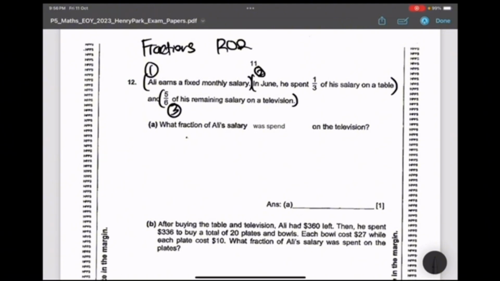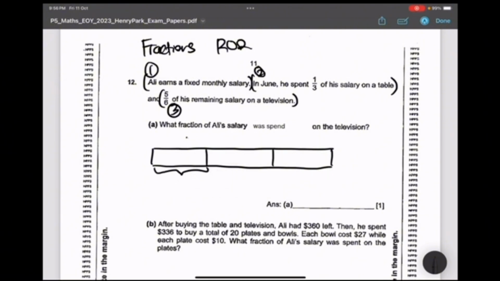Alright, let's jump right into part A. What fraction of Ali's salary was spent on the television? What I want to do is to draw a model. If he spent 1/3, I'm going to draw a big model so that I can break it up later on. 1/3 of it is spent on a table. And sentence number 3 says that 5/6 of his remaining salary is spent on a television. So what I'm going to do is to break this up into 6, breaking up both units by 3, and that will give me 6 units. What I did with that, I'm going to do with the unit that is spent on the table as well. And I know that 5 of this is spent on the television. So looking at this, I can immediately tell that this amount is spent on the television. And what is the fraction? It's just 5 over the total number of units of 9. So that is my answer for part A.